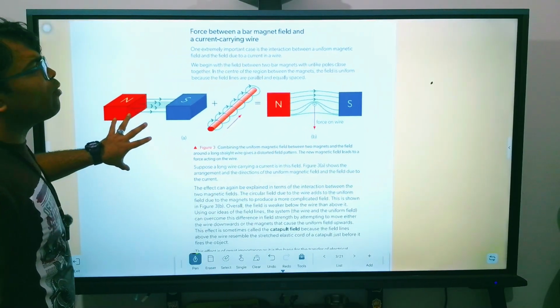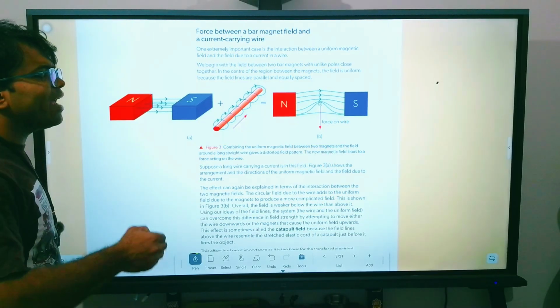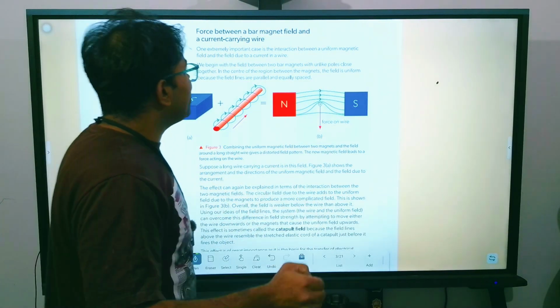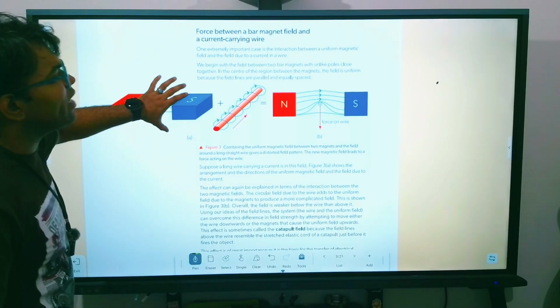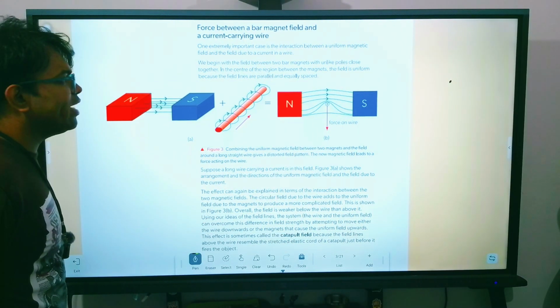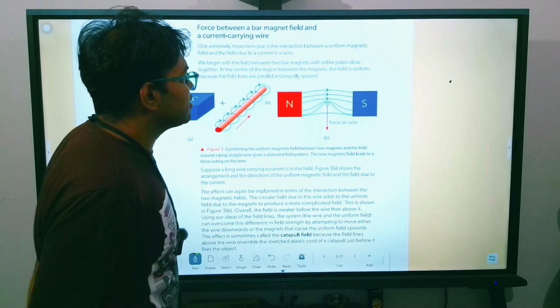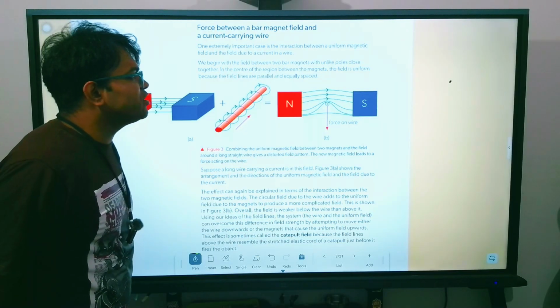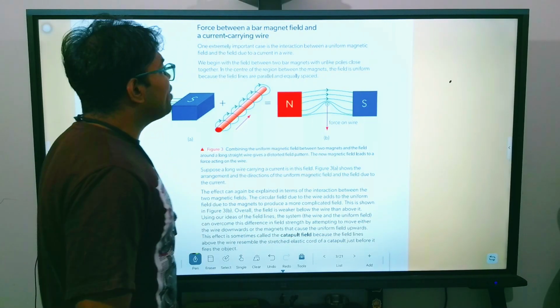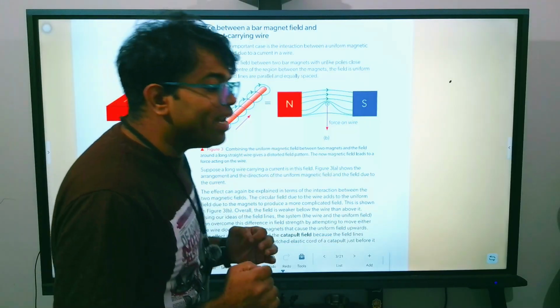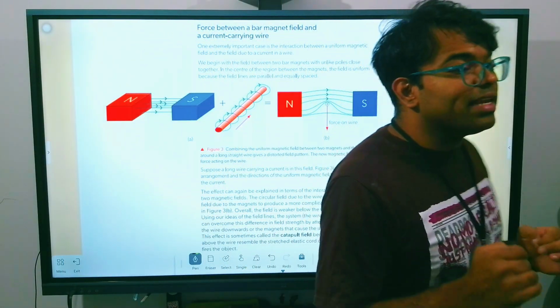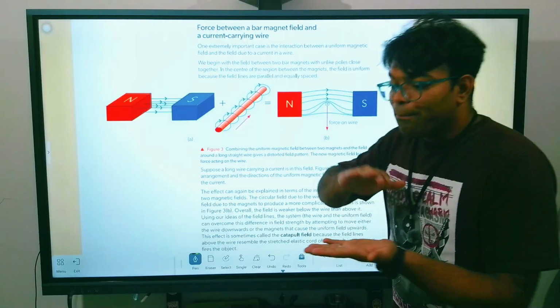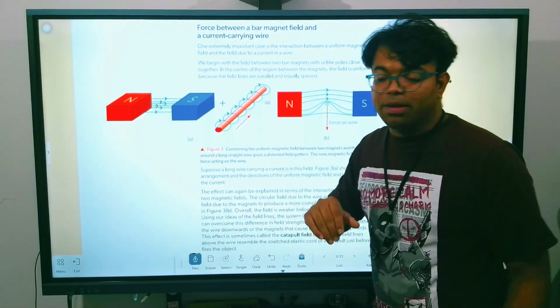One extremely important case is the interaction between a uniform magnetic field and a field due to a current in a wire. We begin with the field between two bar magnets with unlike poles close together. In the center of the region between the magnets, the field is uniform because the field lines are parallel and equal and spaced parallelly at equal separations.